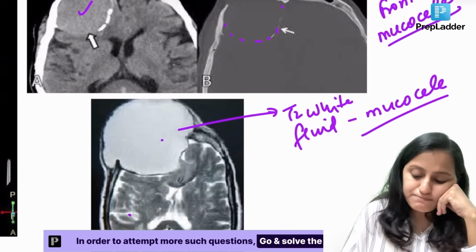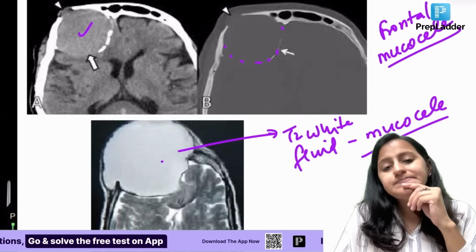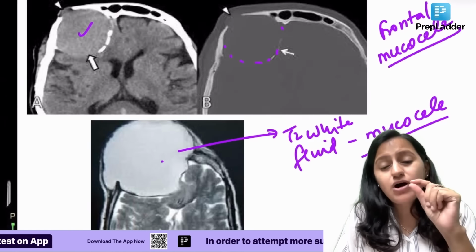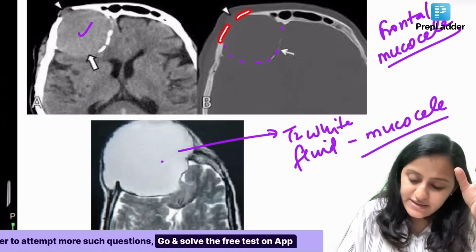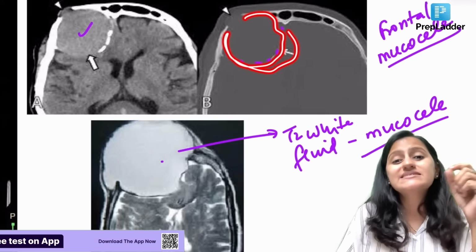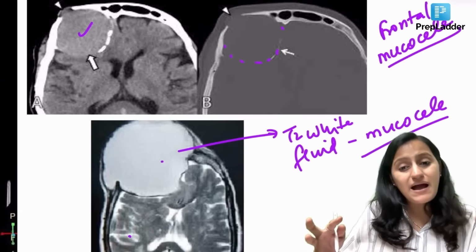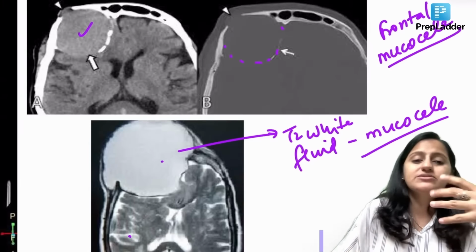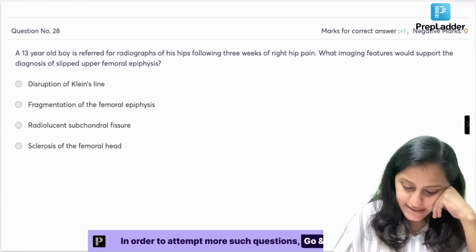So this is not a leptomeningeal cyst. There's no history of trauma with a growing scalp mass. You may think it is coming out from here, but this is the area of the sinus. You can see the sinus is expanded. Mucocele means expansion with mucus, so that is mucocele. Okay, right? Going to next one.